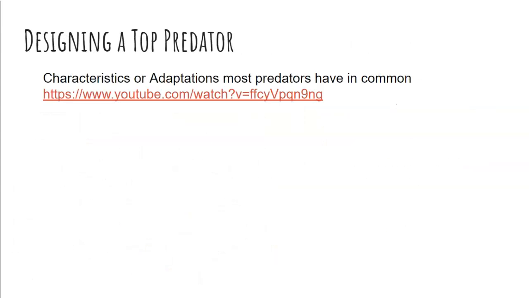So you're going to watch this, designing a top predator, we call it. Essentially, we want you to look at the characteristics and adaptations that most predators have in common and think about how these adaptations and characteristics help it be the top predator in its food chain, and what effect does that have on the ecosystem? If you have any questions, please let me know.